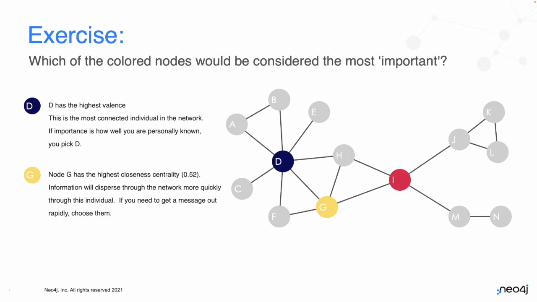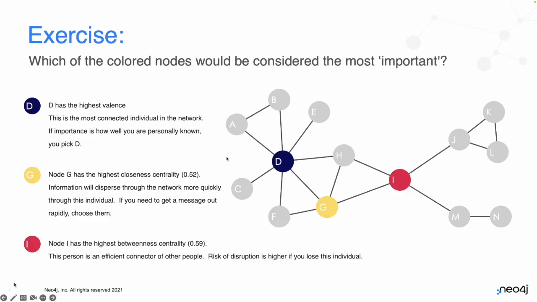G has the highest closeness centrality, which means information through those people will spread the fastest through the network. So centrality is another thing you can use these analytics to find: who are these centrality players in the network.